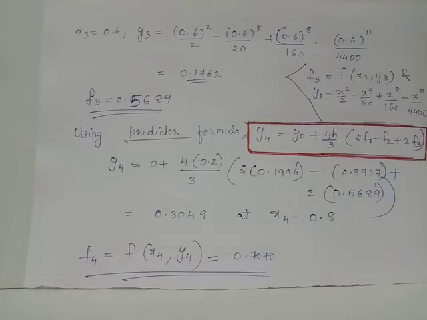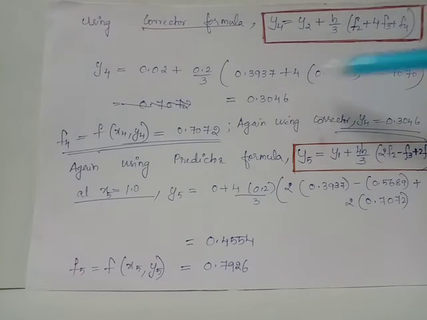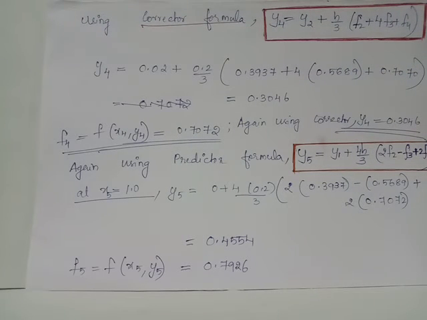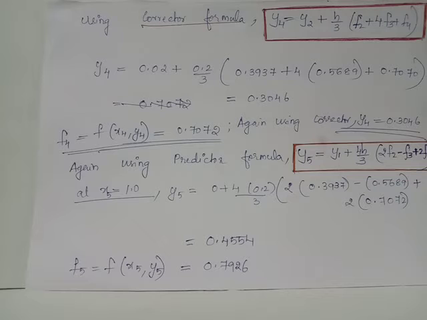Using the predictor formula, we had obtained y4 equals 0.3049. Now using the corrector formula, we have obtained y4 equals 0.3046. And this latest value is the corrected value. Using this value of y4, we can now update the value of f4, that is at x equals x4 and y equals y4 which equals 0.3046, we have f4 equals 0.7072.